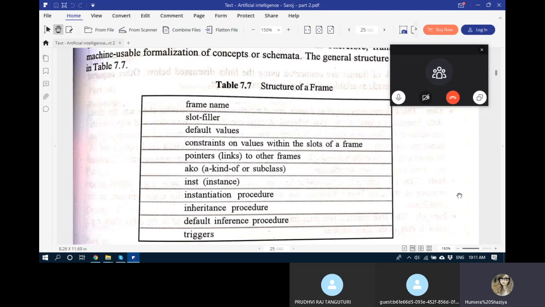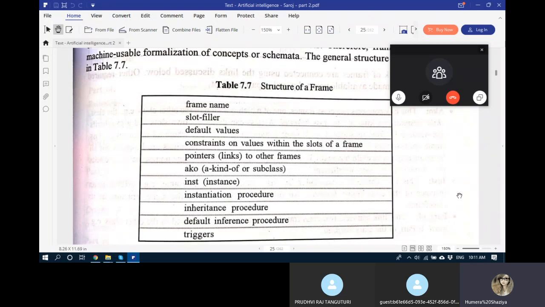So slot means attributes, and then we can have different default values for an attribute, and we can have constraints on the values within the slots of a frame, and pointers to other frames, and you can have a subclass, instantiation procedure, inheritance procedure, default inheritance inference procedure, triggers. All these make up a frame.